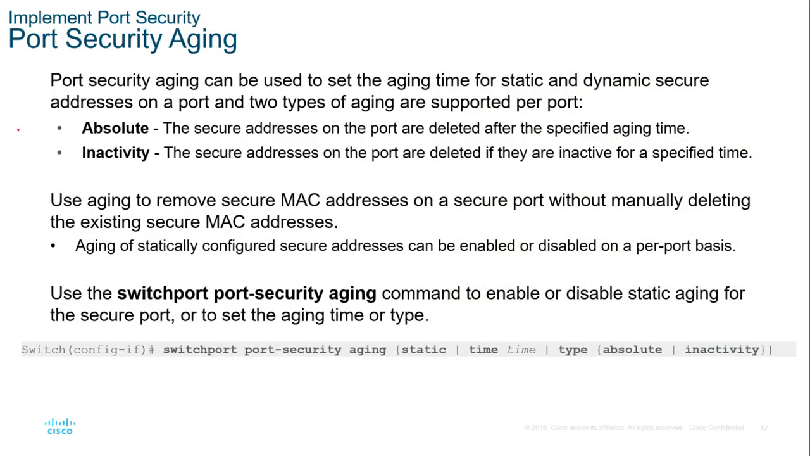We have what you call port security aging. Port security aging can be used to set the aging time for static and dynamic secure addresses on a port, and two types of aging are supported: absolute and inactivity. With absolute, the secure addresses on the port are deleted after every specified aging time. Once the defined time expires, the MAC addresses are automatically removed. Then we have inactivity: the secure addresses on the port are deleted if they are inactive for the specified time. That's the difference between the two.